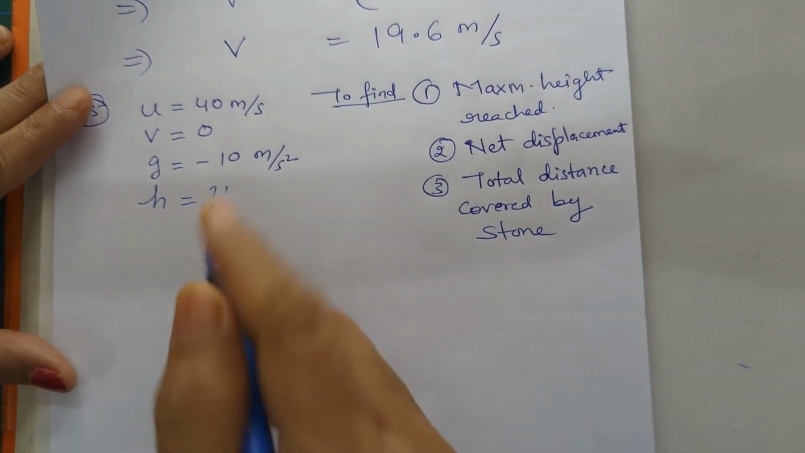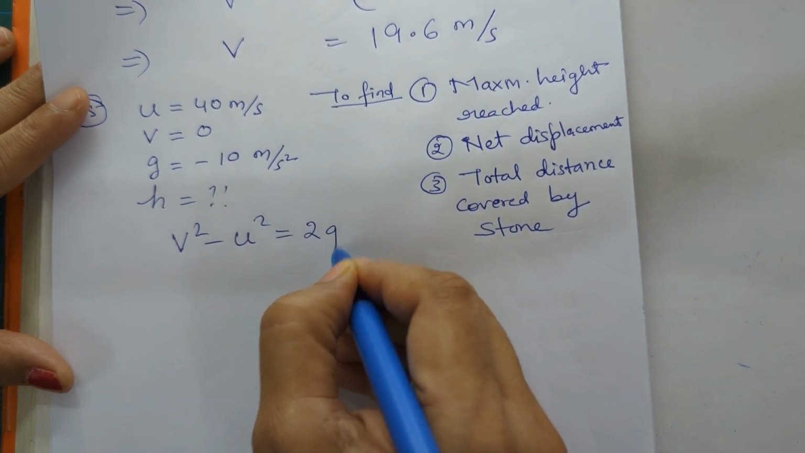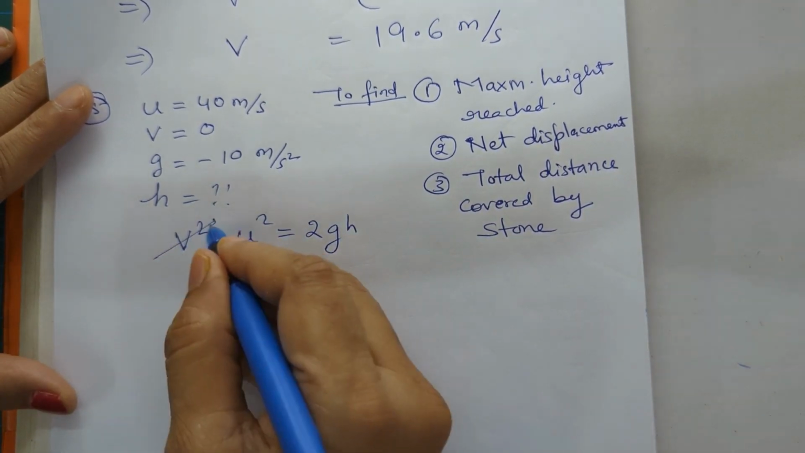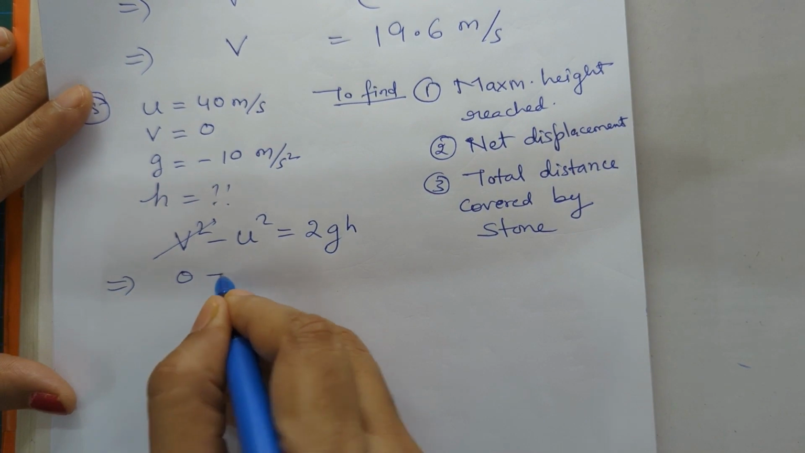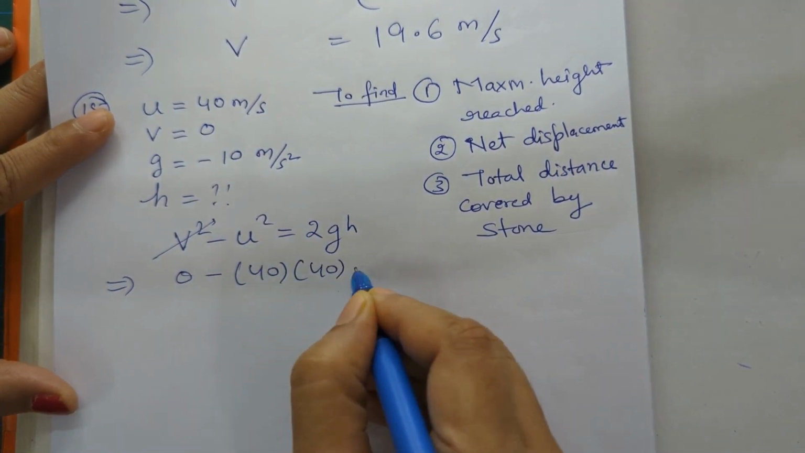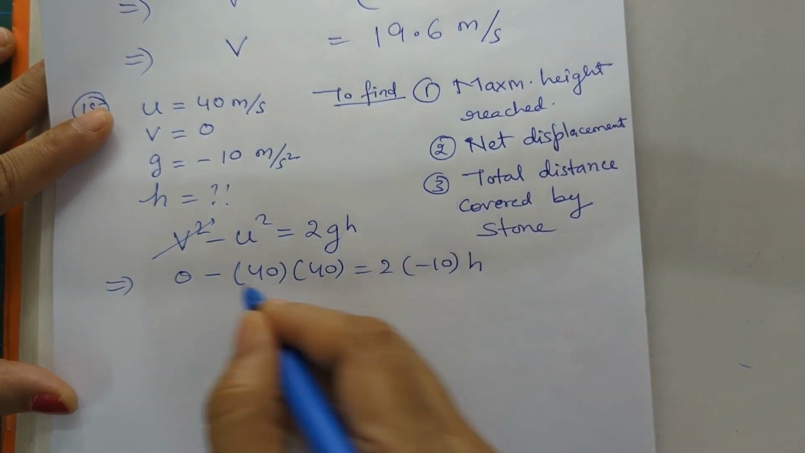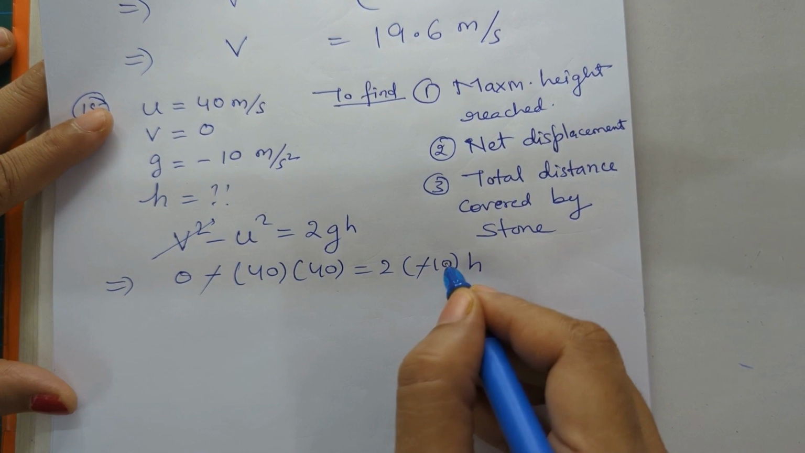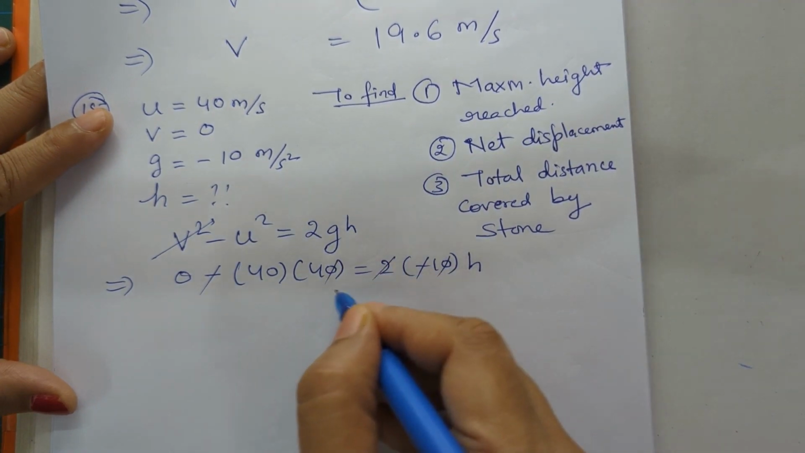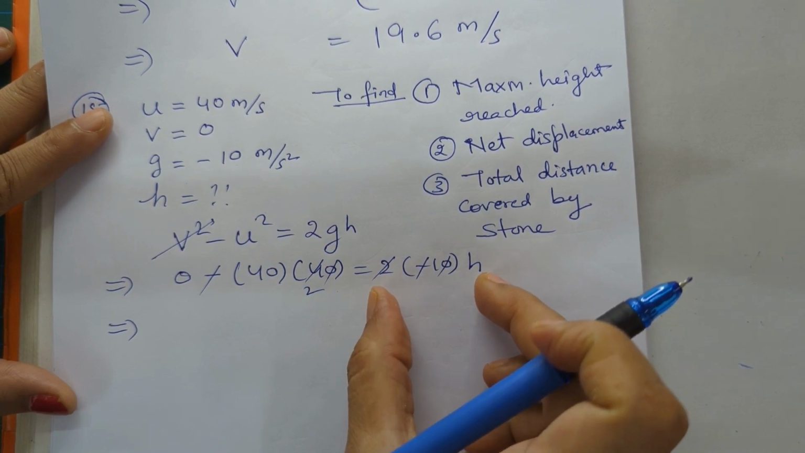So we are using v square minus u square is 2as, but we'll write 2gh. So this turns 0, and u square means 40 times 40 is 2 times negative 10 times H max. Negative cancels either side. A 10, this one cancels. This is 2 ones, 2. So what is H? Right side there is nothing else other than H.